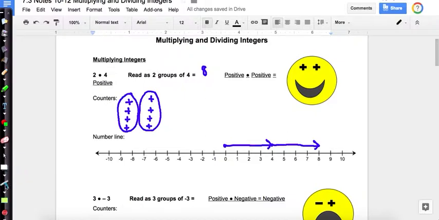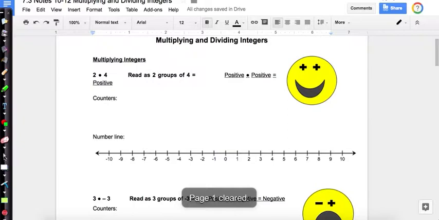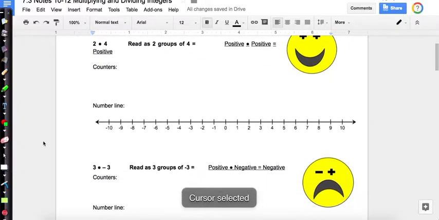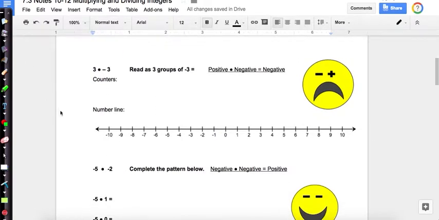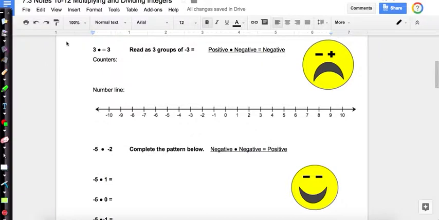Okay, now we're going to learn the rule for multiplying a positive and a negative or a negative and a positive. Because of the commutative property, it doesn't matter if it's a positive times a negative or a negative times a positive. Because remember, commutative means change order when you're multiplying or adding, and it doesn't change the answer.